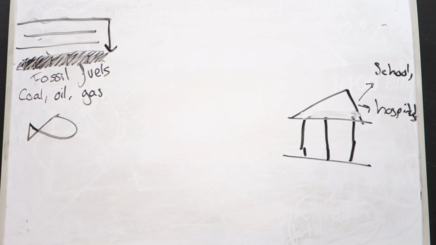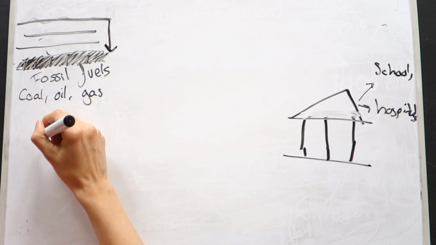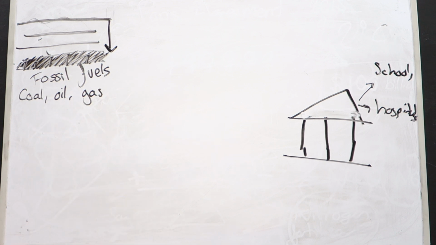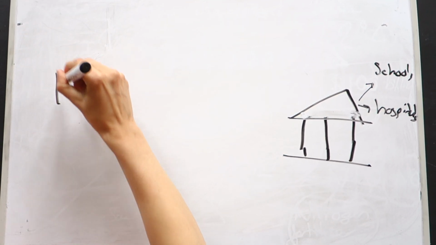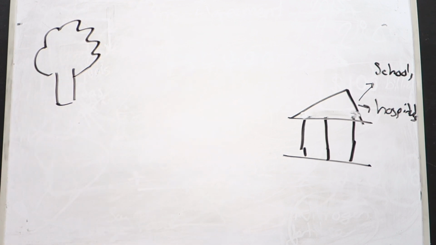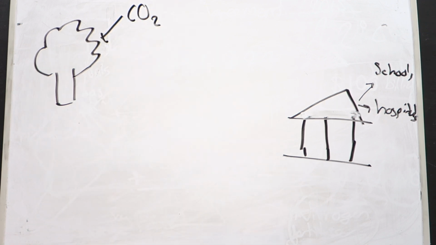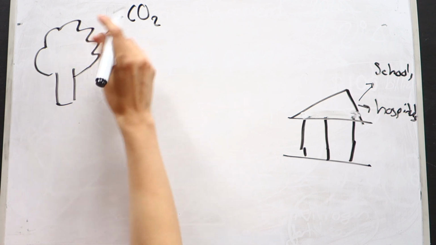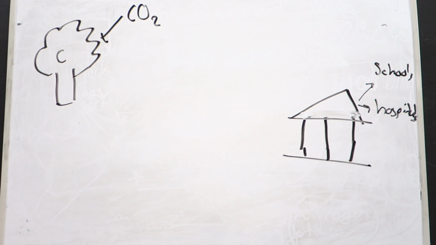Well, let's take an organism like, let's not do a fish, let's do a tree. When a tree is living, tell your screen what gas a tree takes in from the atmosphere. Well, trees absorb carbon dioxide, and they use that carbon dioxide for photosynthesis. So when a tree dies, all that carbon dioxide is stored in the tree as carbon.